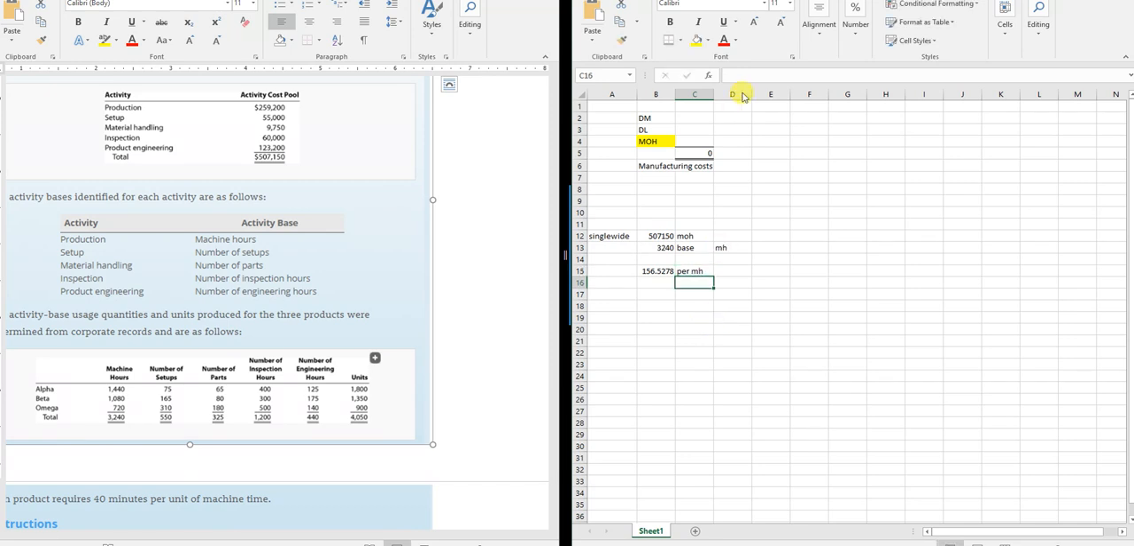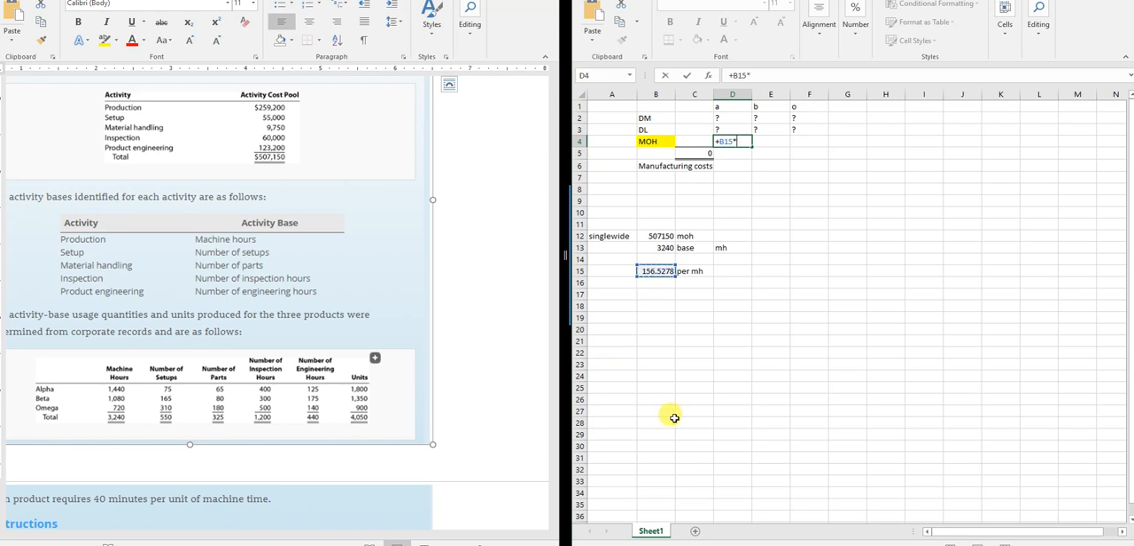Okay, so now I have three products. I have alpha, I have beta, and I have omega. Okay, and again, I don't know my direct materials in this problem. I don't know my direct labor in this problem. It doesn't give it to me. So I don't know those numbers. So if the problem asks for total manufacturing costs, I would need to be given more information. But what I want to know is the overhead.